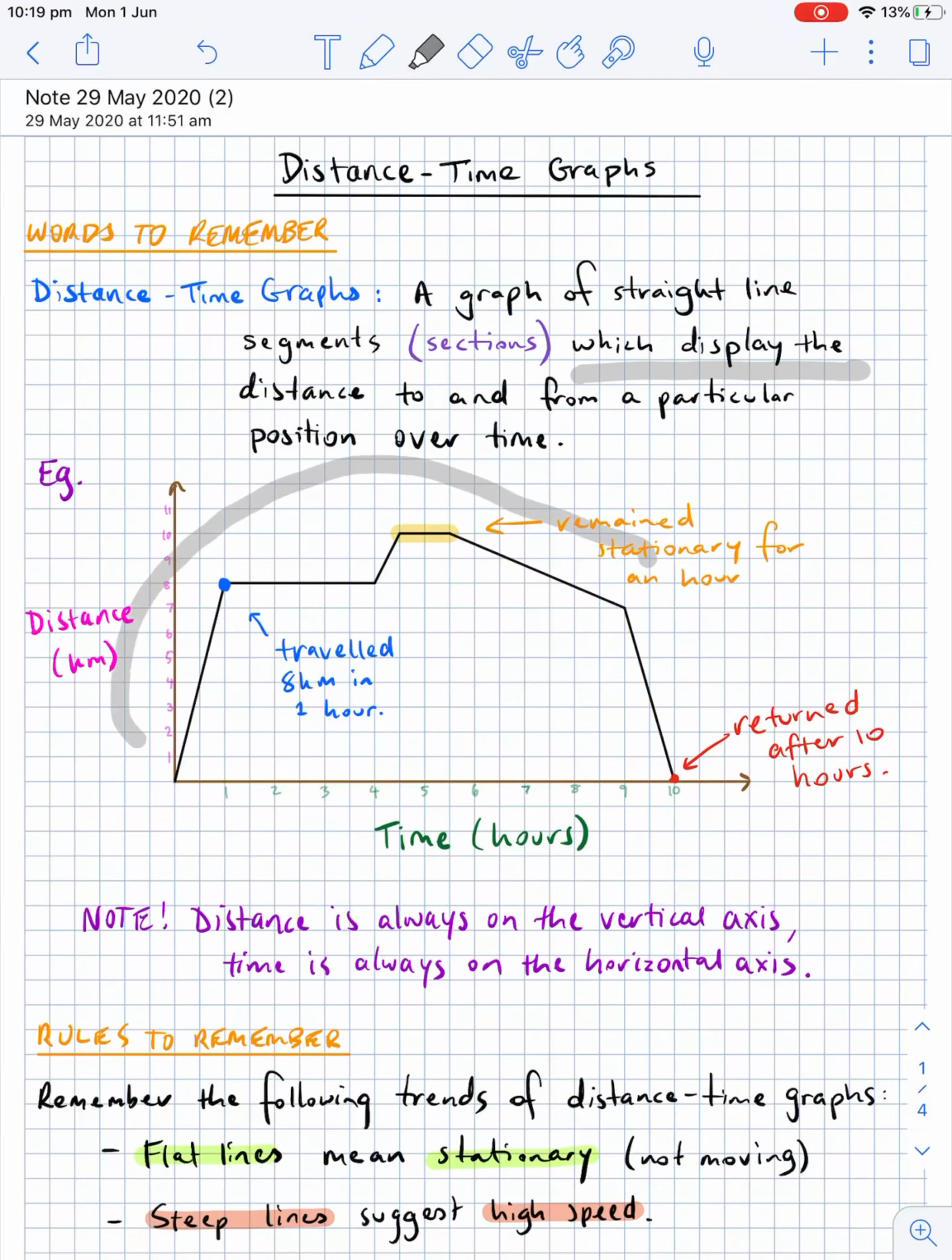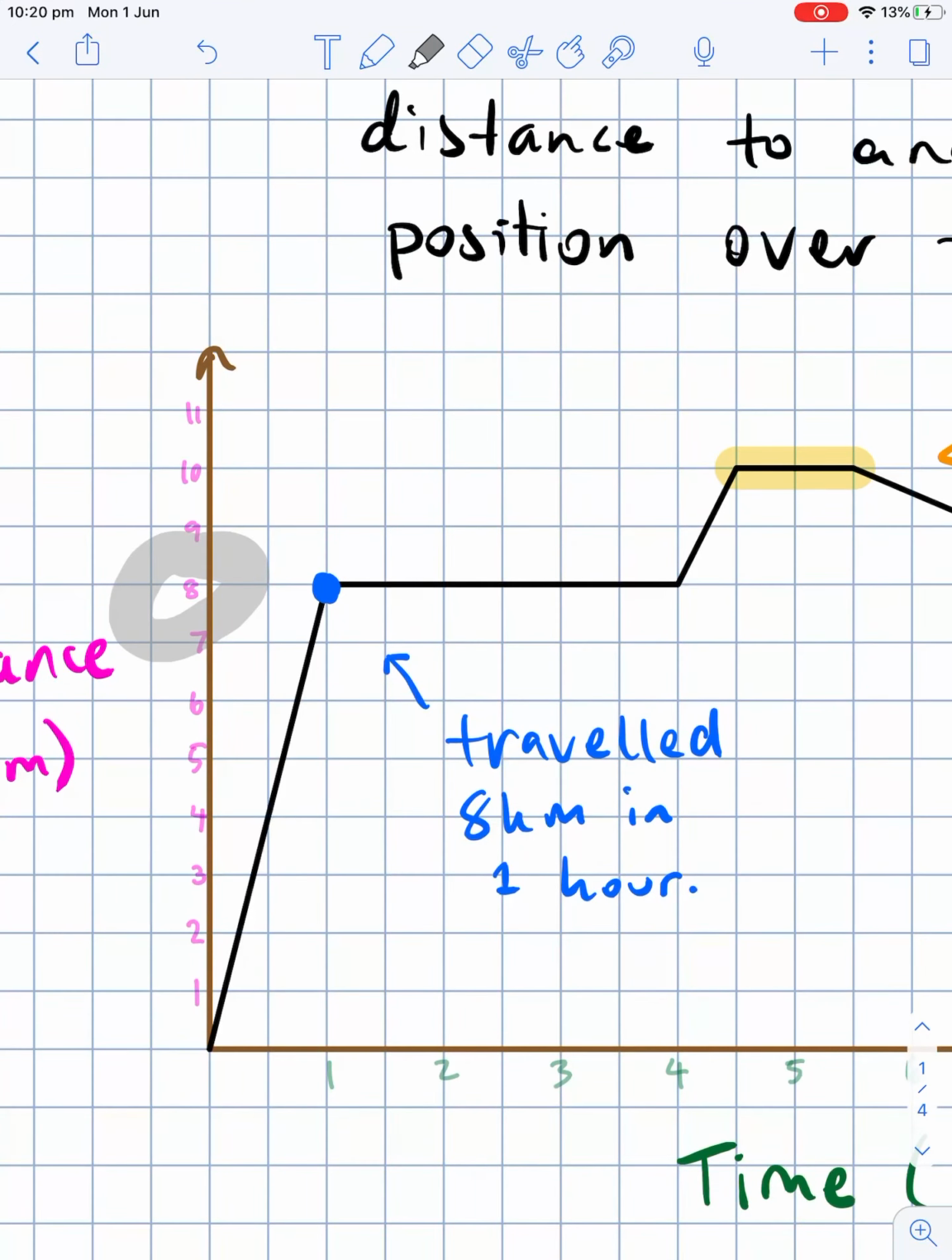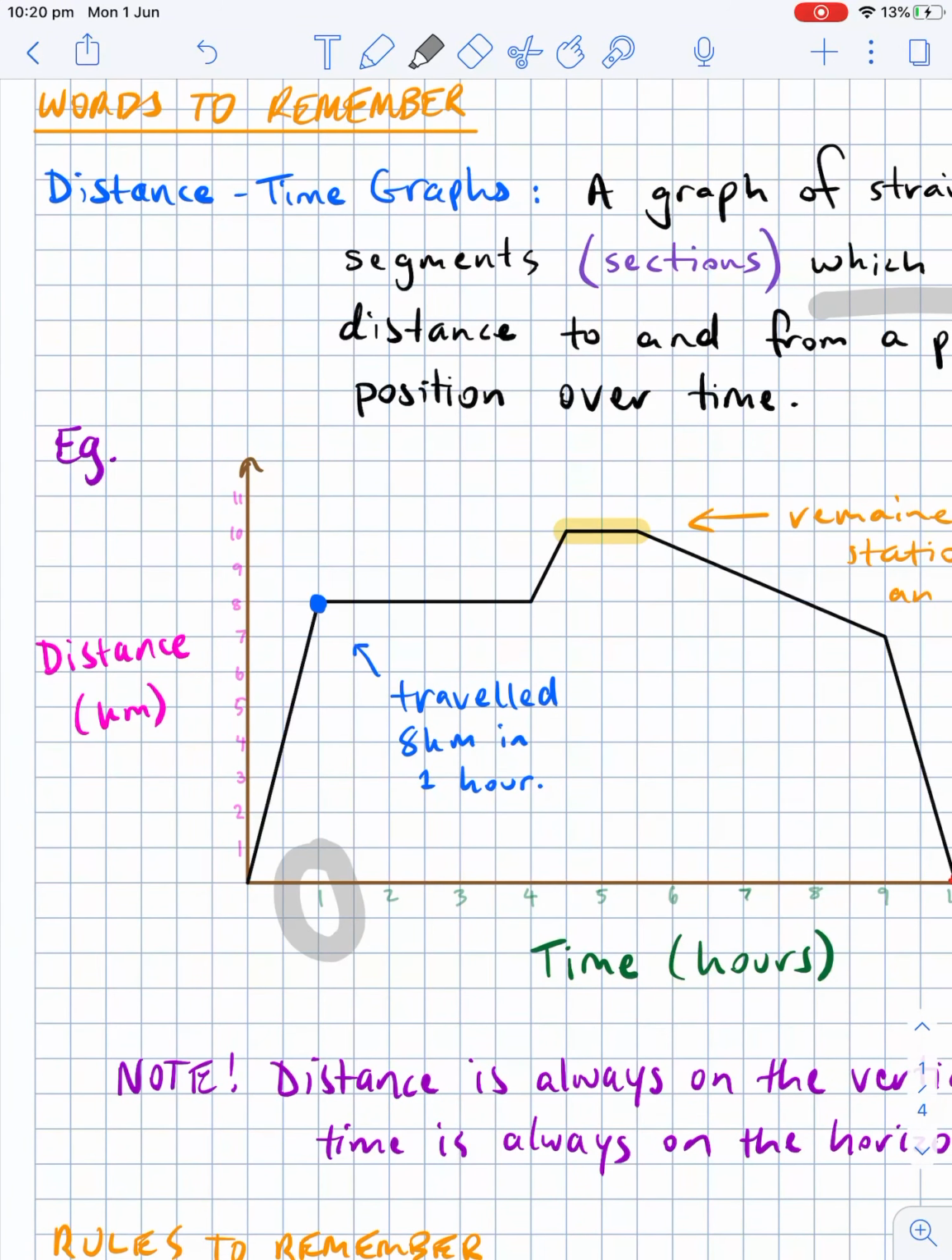So the idea is this black line here that we see, it's made up of all these straight line sections, and they represent a journey. So first up, this distance is away from a particular position. For example, this position down here we consider to be home, the starting position, and then this length up here is someone traveling away from home. If we have a look at those numbers, they travel 8 kilometers away from home, and that takes them 1 hour to get there.